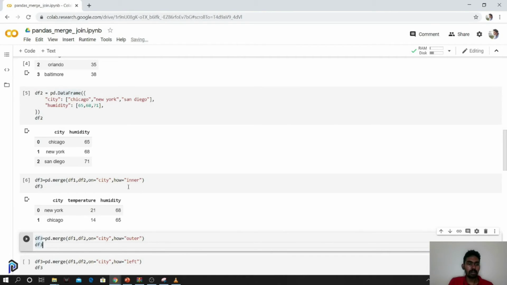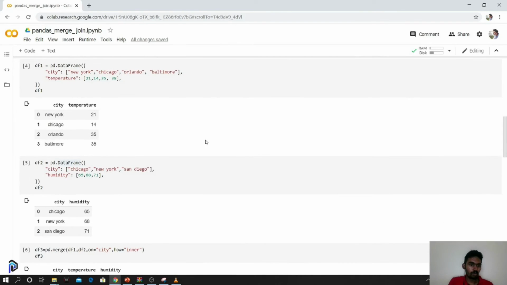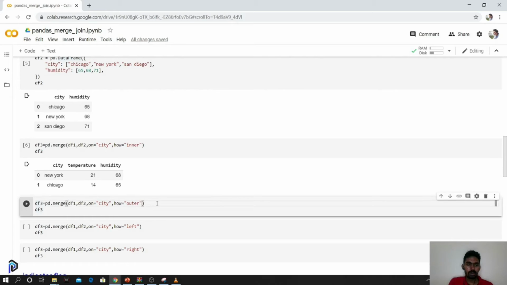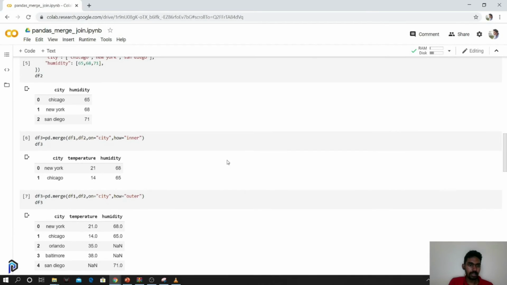In outer join, what happens is all the rows are included, so five rows would be there, and we have two columns, temperature and humidity. For whichever row the value is not present, it would be NaN. We know that Orlando and Baltimore are not present in the humidity data frame, so we are not getting a value for them.